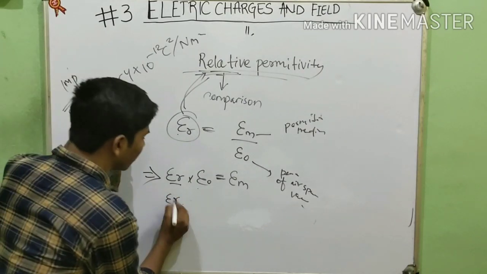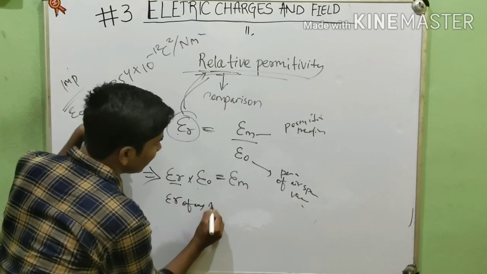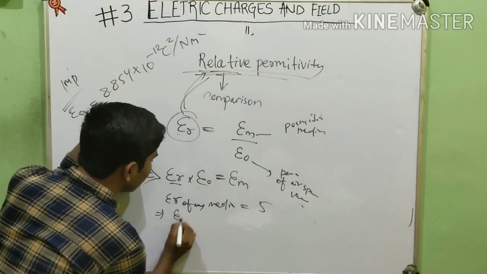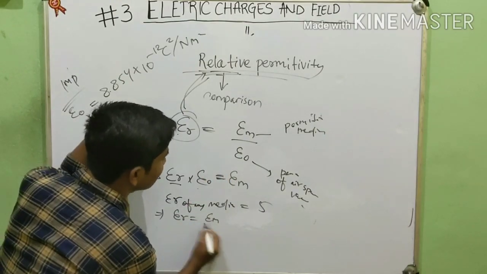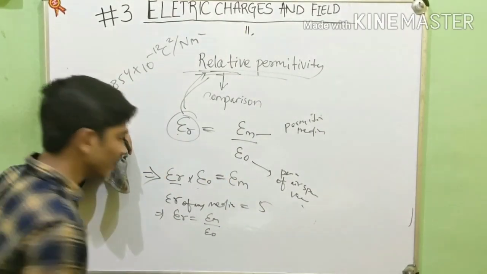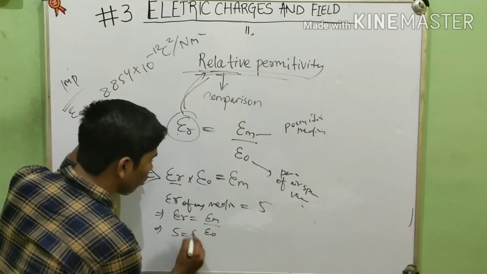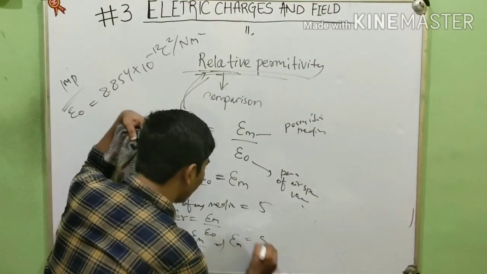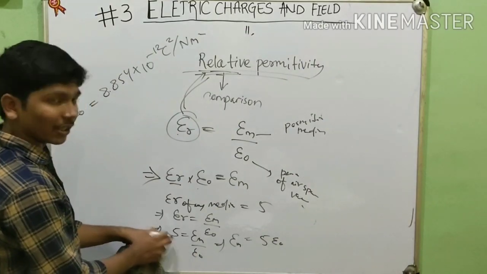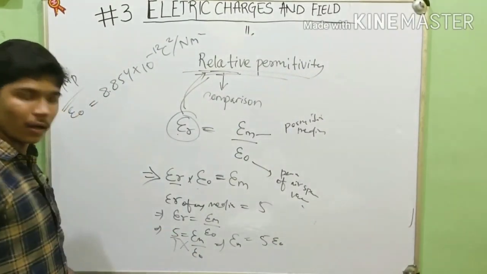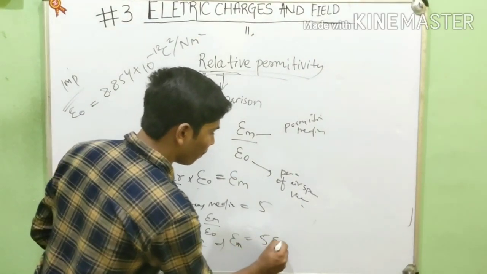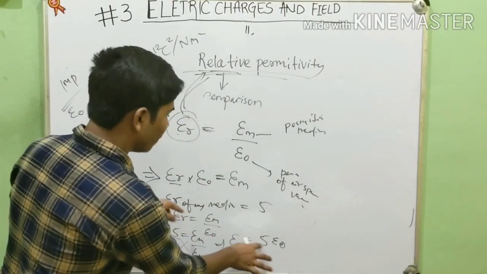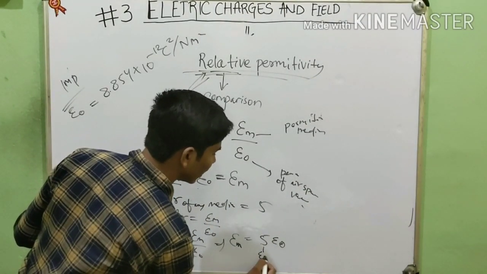Let the relative permittivity of any medium be 5. Then according to the formula, ER is equal to EM by E naught. Understood? ER value is 5, so 5 is equal to EM by E naught. Then what is the value of EM, the permittivity of medium? By cross multiplication, it is equal to 5 E naught. So EM is equal to 5 E naught. What does this 5 denote? ER, the relative permittivity.